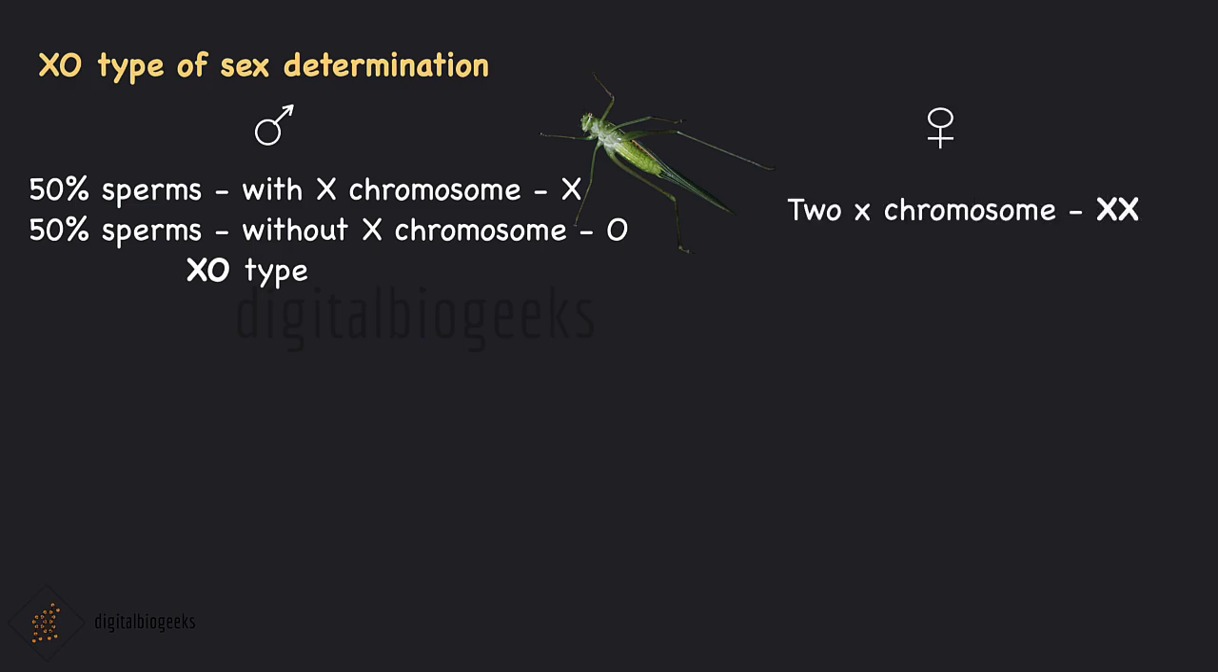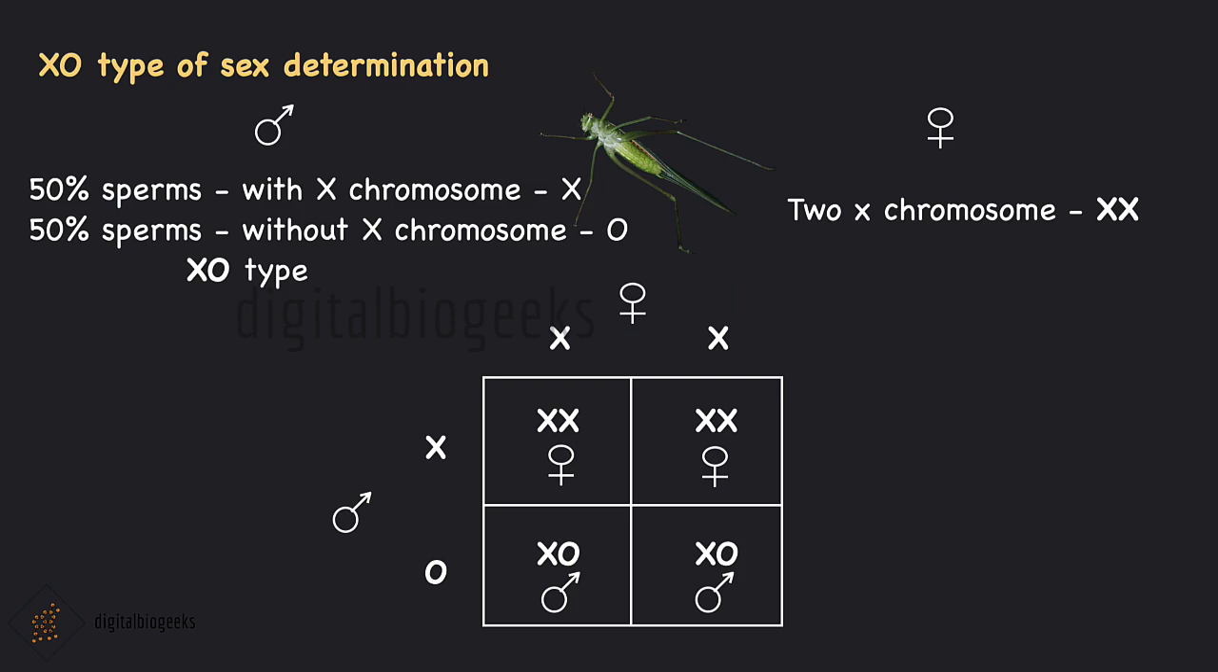However, in the female, the eggs have two X chromosomes. Let's draw a Punnett square for sex determination. When XX and XO combine, there is a 50% probability that the resulting offspring will be either male or female. When the sperm carrying an X chromosome combines with the egg, it will result in the birth of a female offspring. If the sperm that lacks an X chromosome merges with the egg, the result will be a male offspring. The male grasshopper has one fewer chromosome than the female.